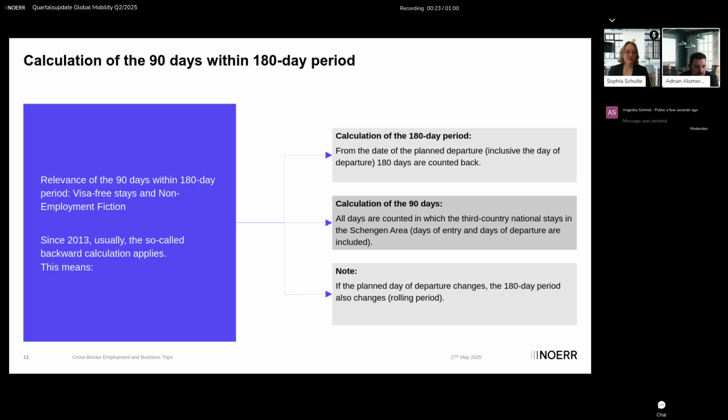So these are the points which have to be considered when checking if a person or an employee is entitled to come to Germany and whether the non-employment fiction applies. So a lot of things. We hope new things, but to get more practical, we prepared the analysis. And so, Sophia, please provide us with the analysis. Thank you very much. Yeah, thank you, Adnan.